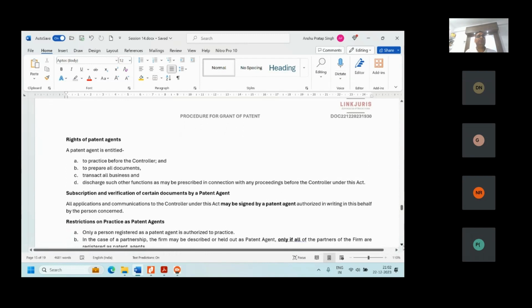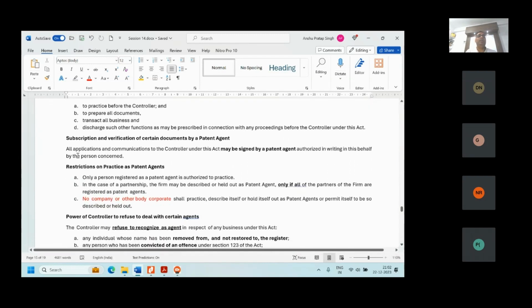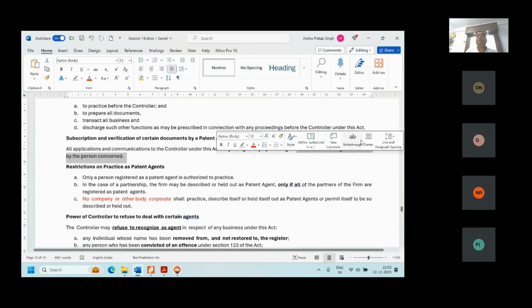Okay. Subscription and verification. All applications and communications to the controller under this Act may be signed by a patent agent authorized in writing in this behalf by the person concerned. Unless you are authorized, you cannot sign. Please remember.